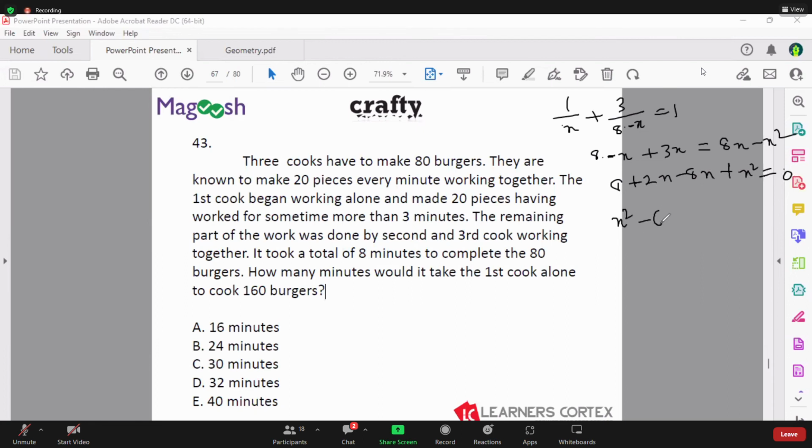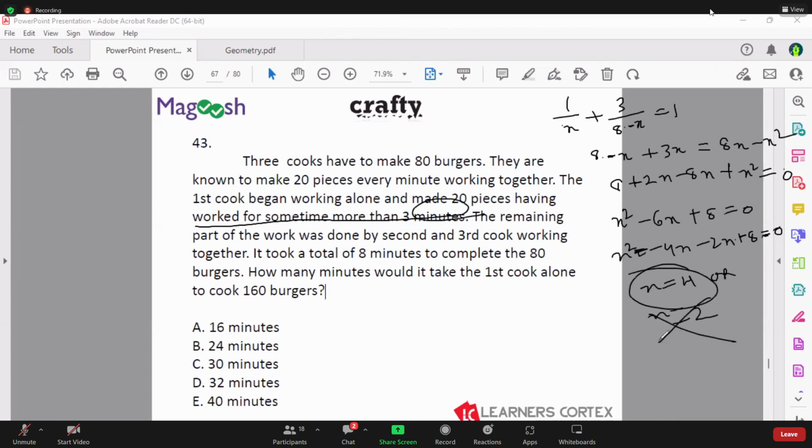So x square minus 6x plus 8 equals 0. The factors of 8 would be minus 4x, minus 2x, and plus 8. So there will be two values where x can be 4 or x can be 2. Now x was the time taken by A. The question says that A takes some time more than 3 minutes, so it cannot be 2. So it has to be 4.